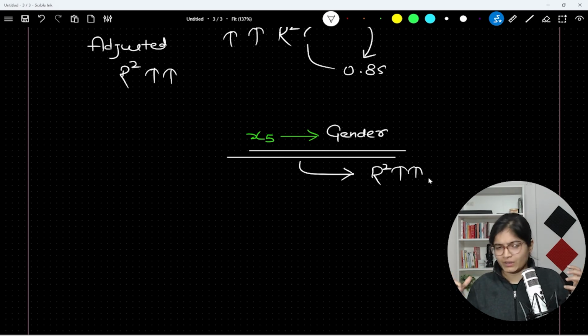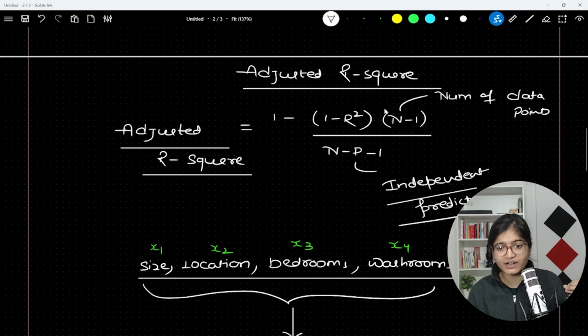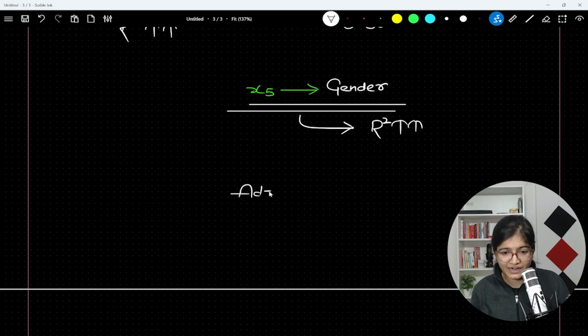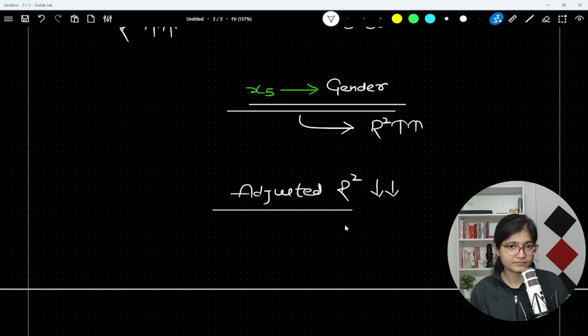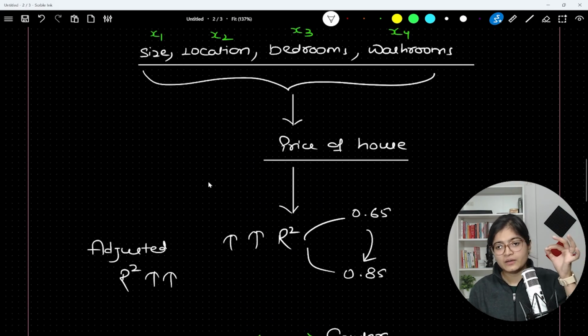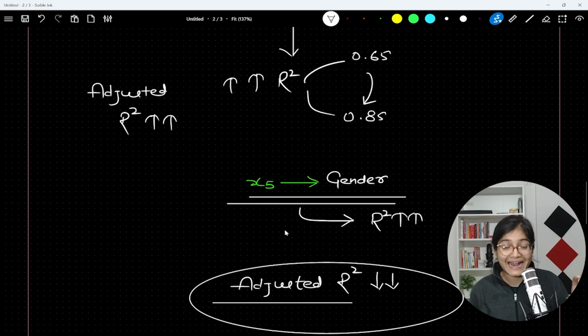It's not valuable. Whatever the gender is, whether it's male or female, how does that impact the price of a house? But R square will apply its formula that we just discussed and will give the number. But in adjusted R square, we are doing a division by the number of independent predictors, and as we increase them, with a not very valuable predictor, the value of adjusted R square will decrease. So it penalizes the value because of the inclusion of a feature which doesn't make sense in order to get the prediction right.